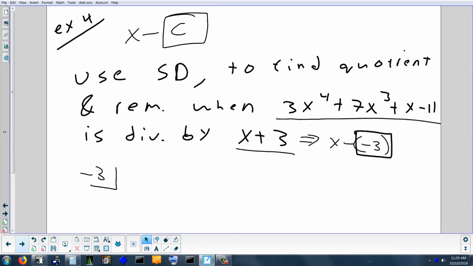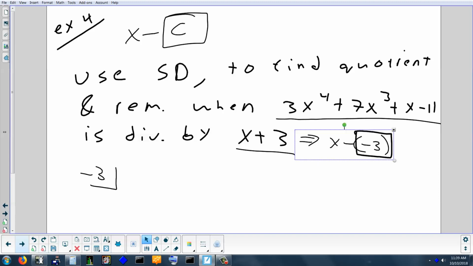Now we have to fill in all our coefficients. But wait, to figure out the C, is it just the opposite? Yeah, if you see x plus something, it's going to be a minus value for C, and if you see x minus something, then it's the opposite. Okay.